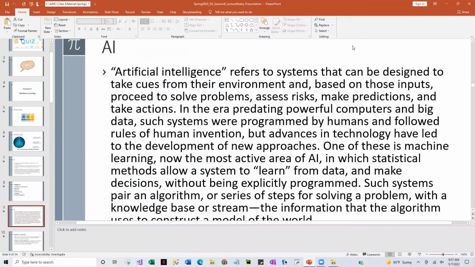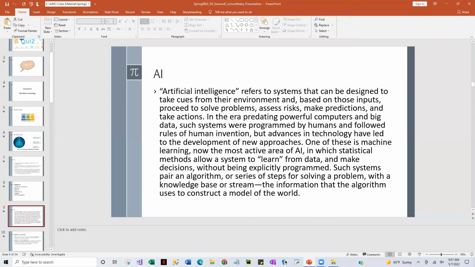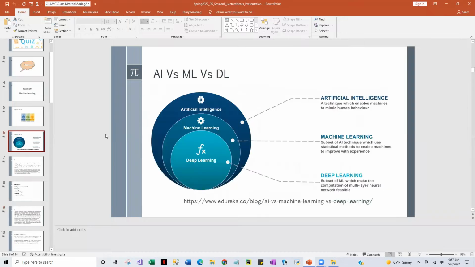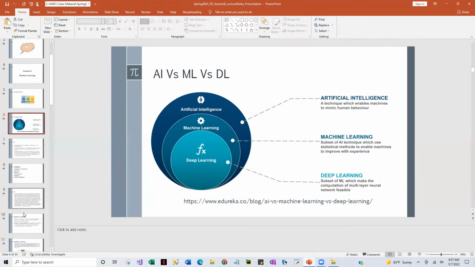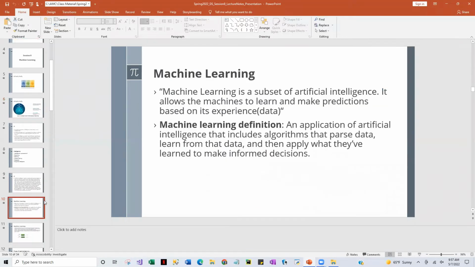Okay, so we talked about AI. Now, this is another way to put AI together. Just read it, and it talks about how AI evolved so far, and the difference between AI and normal programming. This is all about AI, because AI is the bigger concept, but AI comprises deep learning and machine learning. So we are going to talk about machine learning.